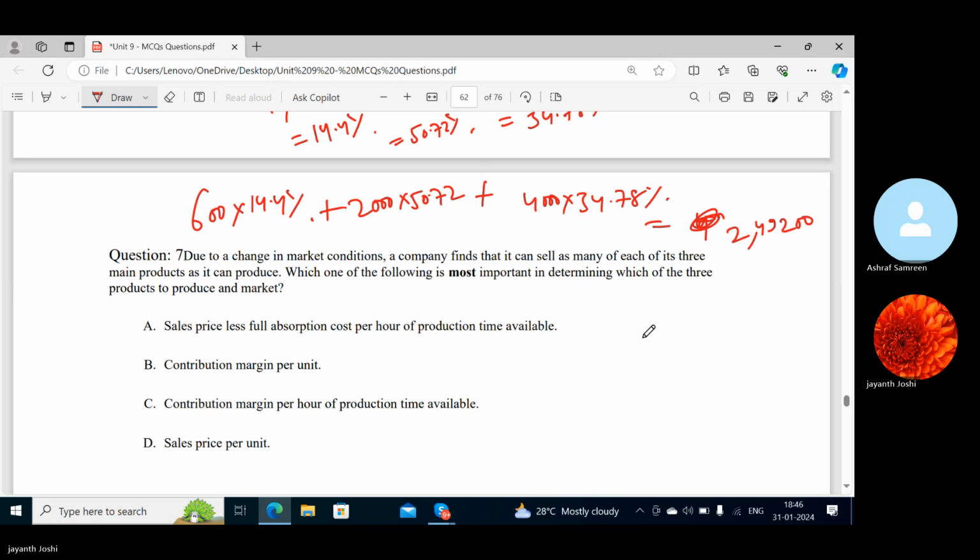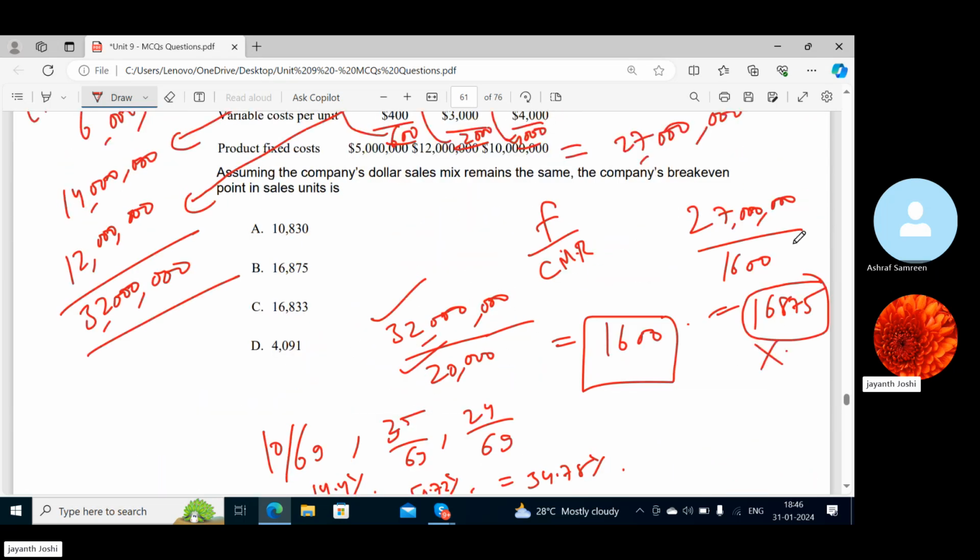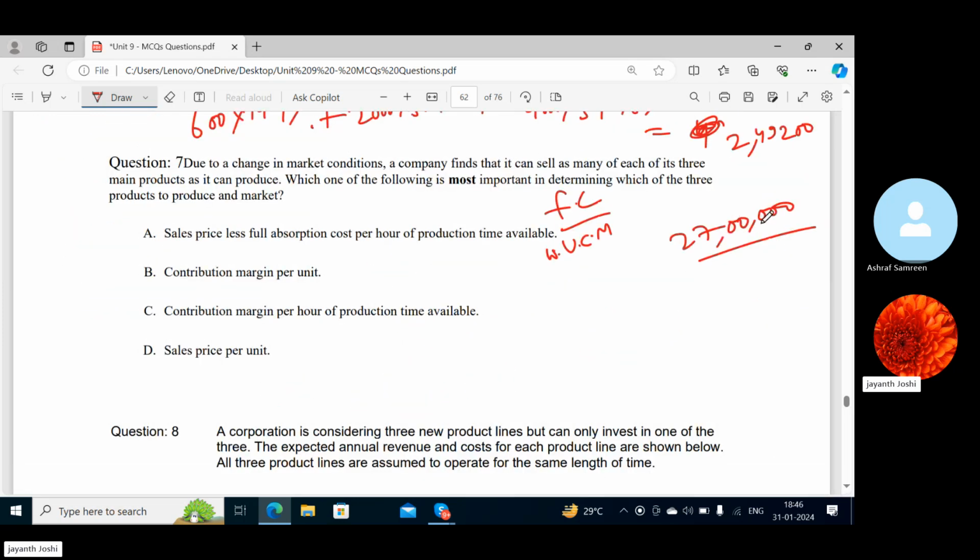Okay. So now we will divide this 27 lakhs, which is the fixed cost, by the weighted average unit contribution margin. So this particular thing what we did was of no use. If we don't do this one also, it's okay. What is more important and relevant for us is fixed cost by weighted average unit contribution margin. So fixed cost is what we know, and weighted average unit contribution margin is what we have just found out, right?